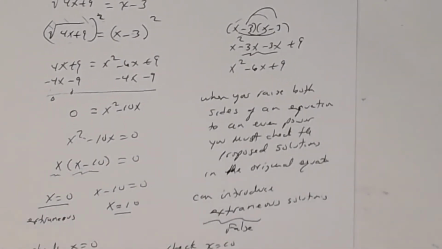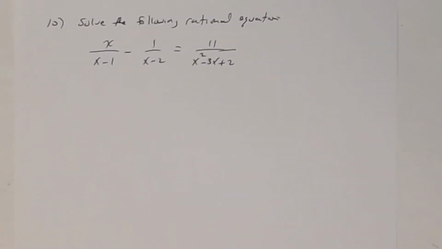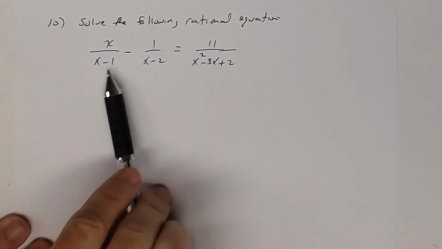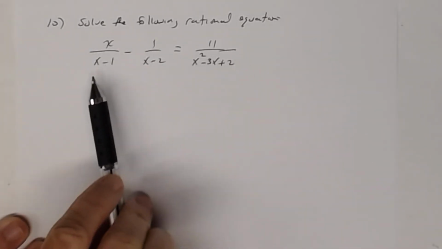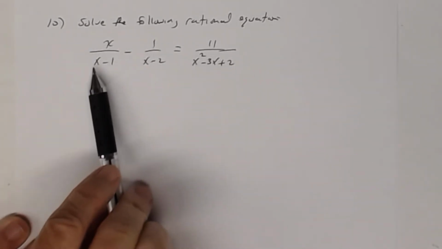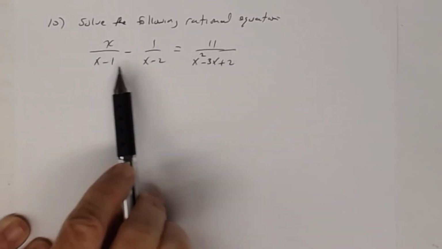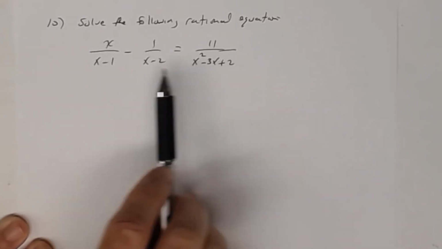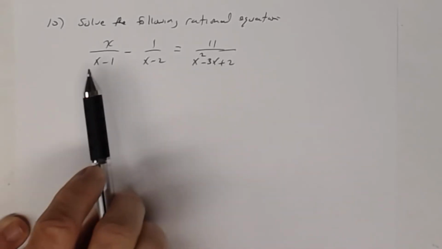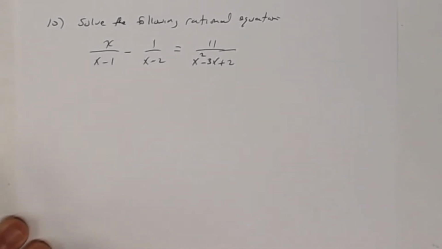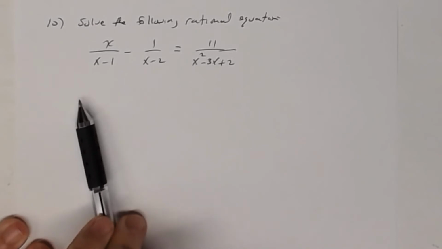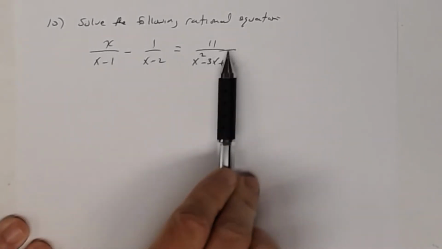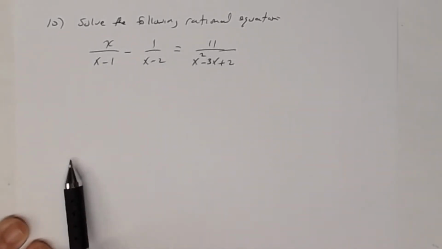Okay, let's look at number 10. All right, number 10. Okay, so number 10, we have this rational equation. And so we have an equation that's made up of rational expressions. And what's particular that I want you to notice is that at least one, in this case all of them, all of those expressions in the denominator have a variable. And so the process I want you to use here is to multiply both sides by that least common denominator.